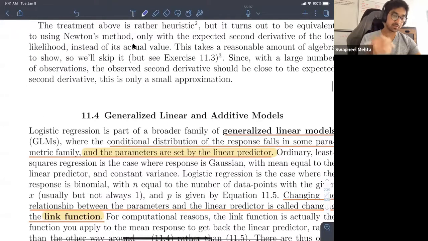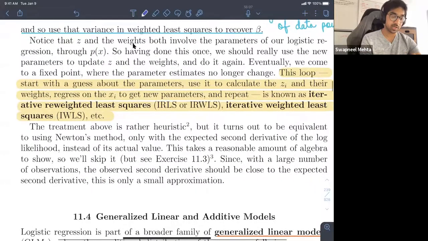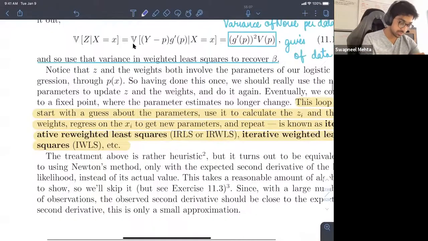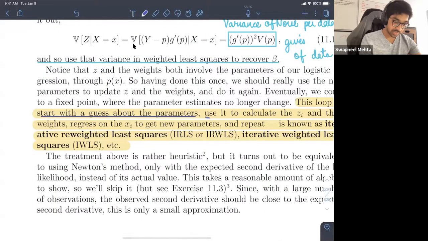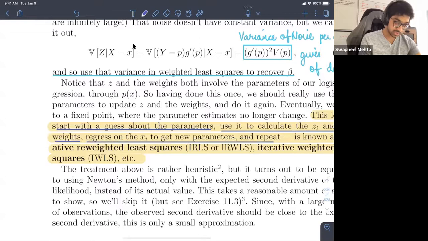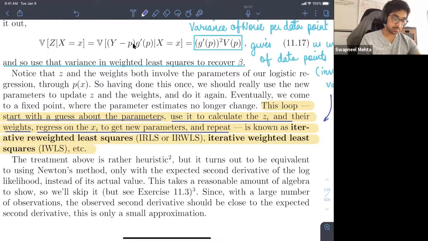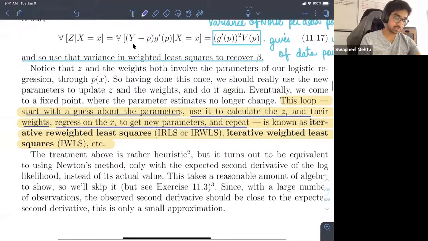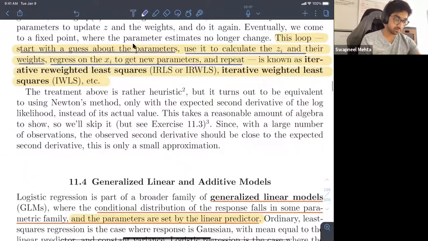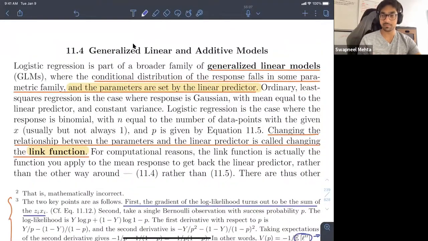And so iteratively we do our weighted least squares, and by iteratively what do we mean? We don't know the correct parameter estimate, so we start with a guess about the parameters, use it to calculate this effective response variable. Then we calculate the noise variance, which gives us the weights. Then we regress this with the new weights to get the new parameters and repeat. And this converges. This is known as iterative reweighted least squares. Fair enough. Moving on. Okay, I'll pause here for questions if there are any.